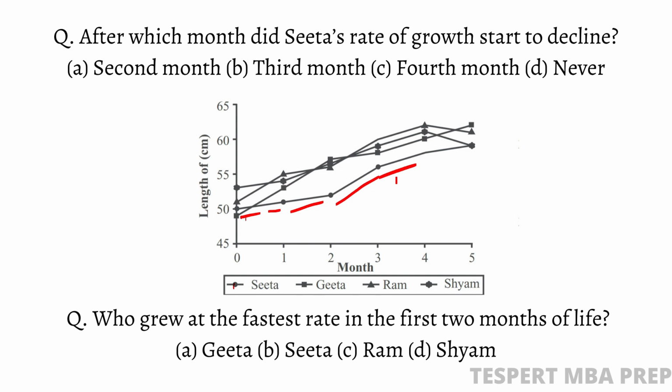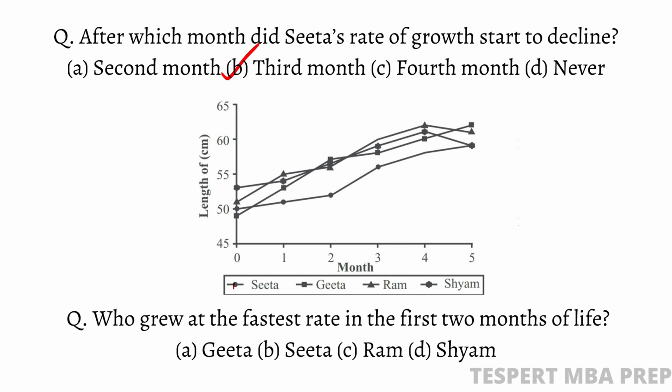So the decline rate starts from the third month. If the growth rate had been the same, then the graph would have been like this, right? But the graph is like this. Since the graph is like this, it started declining. Hence, after the third month, Seeta's rate of growth starts to decline, right? Let's move to the second one.